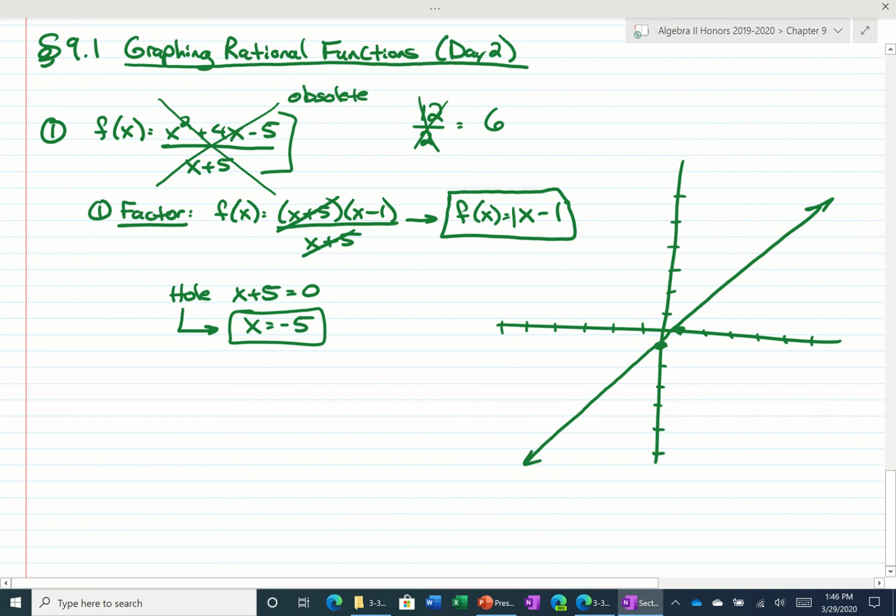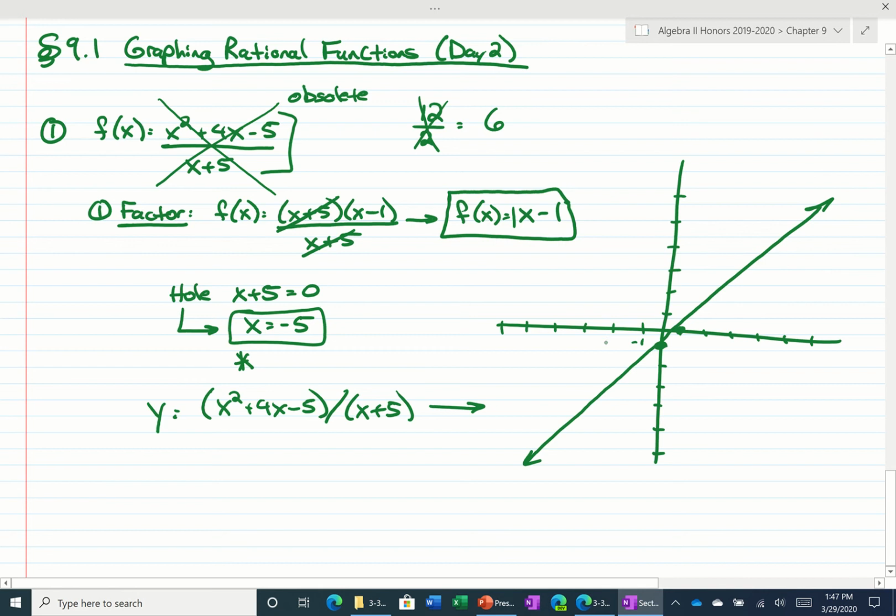Now, if you go to my website and click on the free Conic graphing calculator, you could type that in. Just type y is equal to parentheses x squared plus 4x minus 5 and divide it by parentheses x plus 5. And even though it looks super complicated, you would just get a straight line like that, a diagonal line. The only difference is we have to put a hole on the graph when x is negative 5.